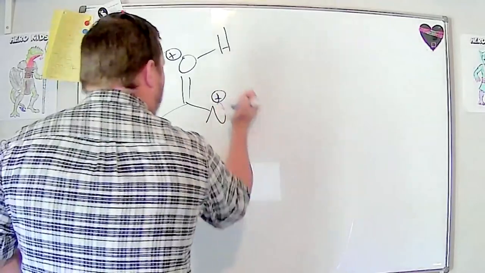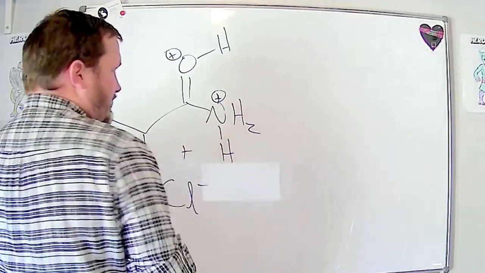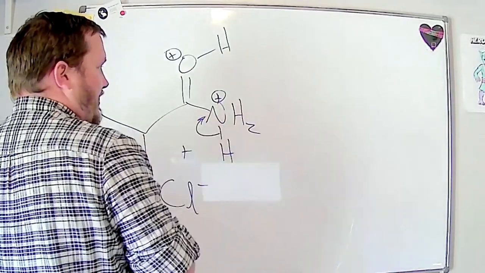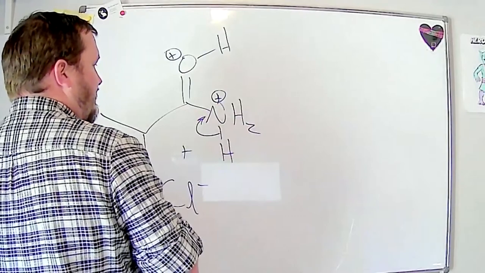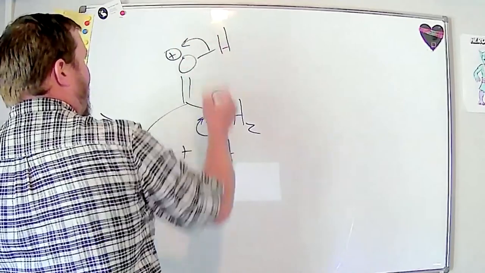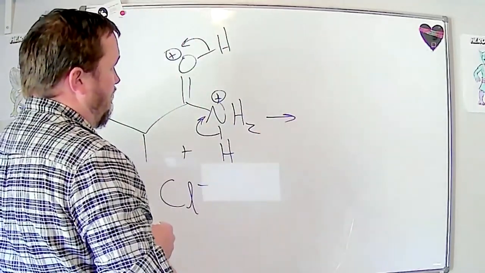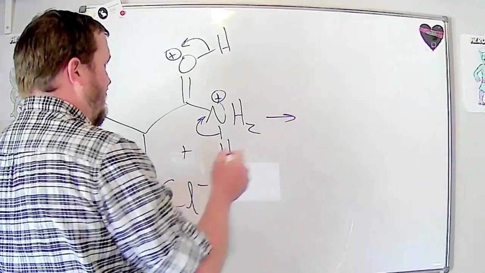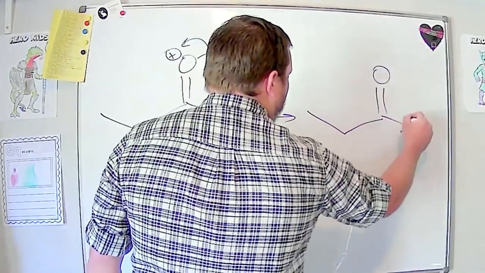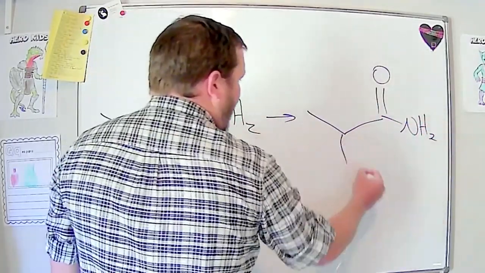Let's see. I'll draw it. So nitrogen kicks a hydrogen off, a proton off, and keeps the electrons. Same thing happens here. So one last, or two last, proton transfer steps to get us to our final product.